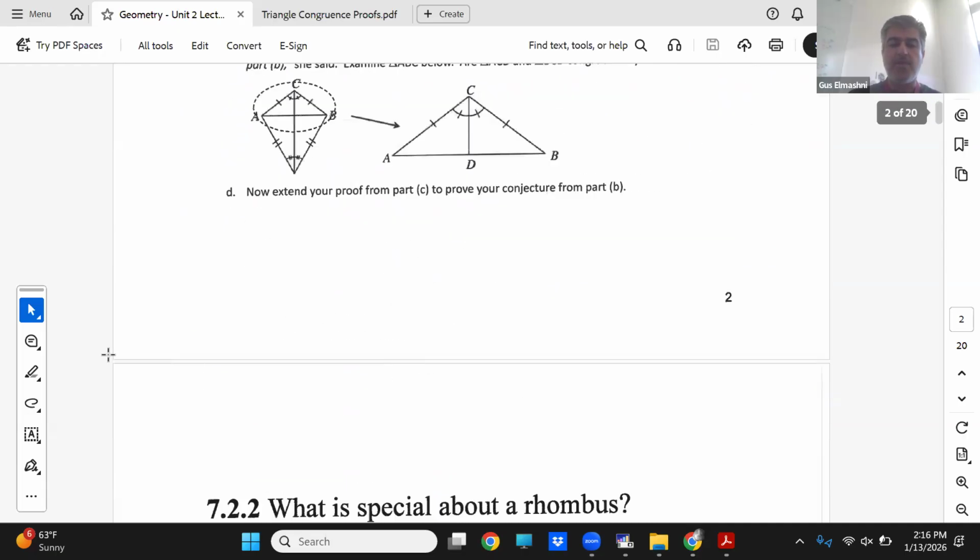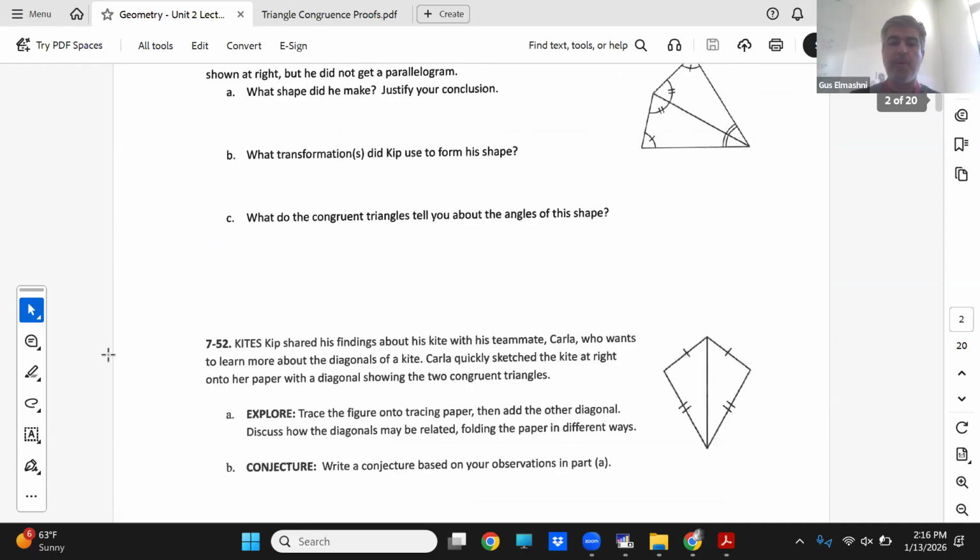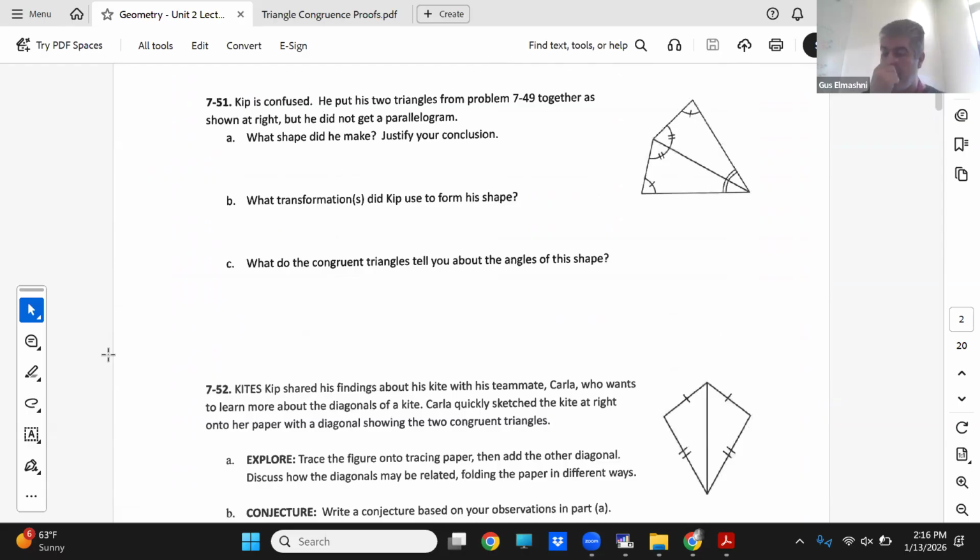Okay, we got two more examples, but both multiple parts, and then we're done with the notes. This is quick, and then you guys could work on the homework, which is just more proofs. So Kip is confused. He put his two triangles from problem 749 together as shown at the right, but he did not get a parallelogram.